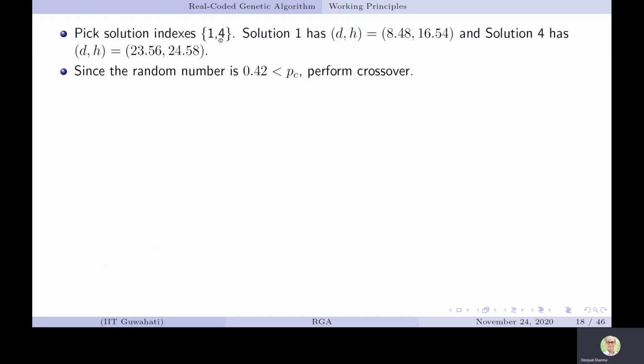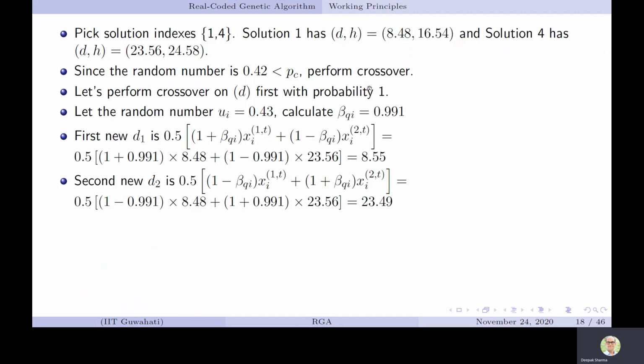We remember that we picked solutions 1 and 4 randomly. Solution 1's diameter and height are given, and solution 4's diameter and height are given. Now, since the random number is 0.42, which we created and found to be smaller than PC, which is 0.9 in our previous slide, we are going to perform the crossover.